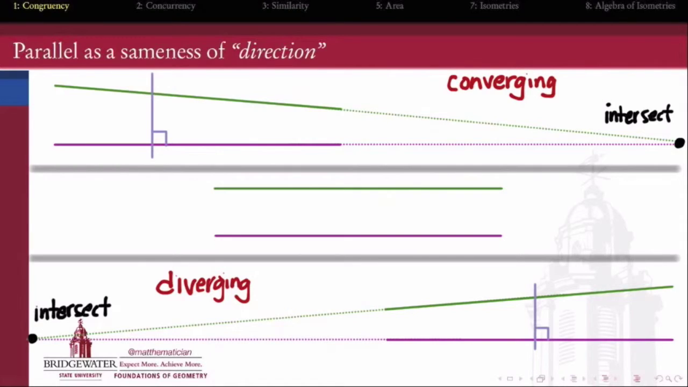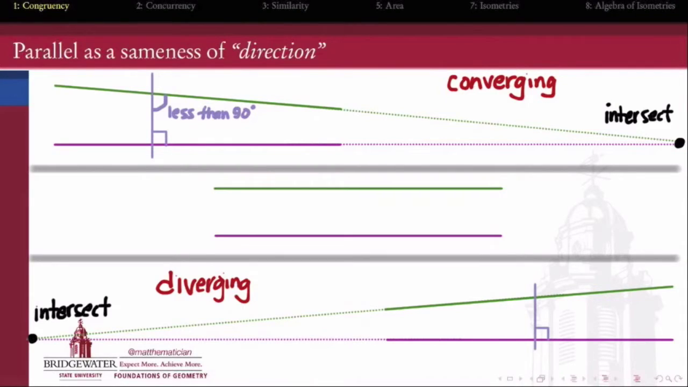So how do we think about parallelism as a phenomenon we can measure? One way of doing it is by drawing a line that crosses both of our lines. So we call that a transversal. If I draw a transversal on a pair of converging lines, the example up here at the top, and if that transversal, for example, makes a right angle, 90 degrees, with one of my lines, then the angle it's going to make on the same side of that 90-degree angle on the other line is going to be smaller, less than 90 degrees.